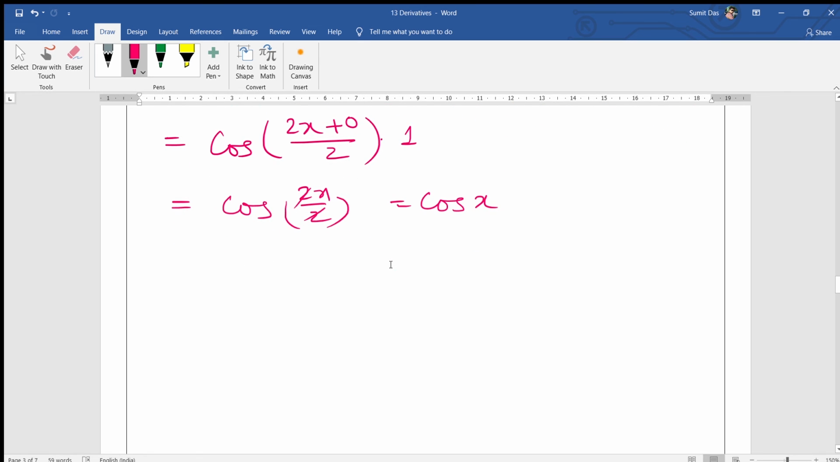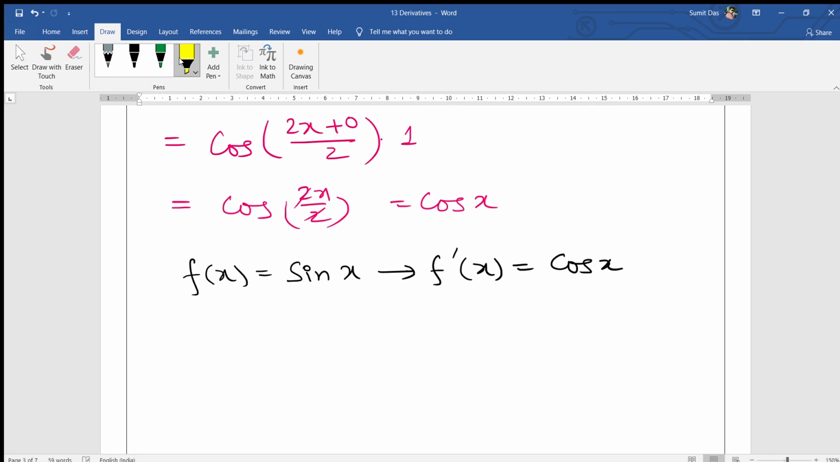Do one thing. Whatever formula I'm writing now, I'll mark this one as the formula. Suppose f(x) is equal to sin x. So f dash of x will be cos x. This is a very, very important formula. Very, very important formula.